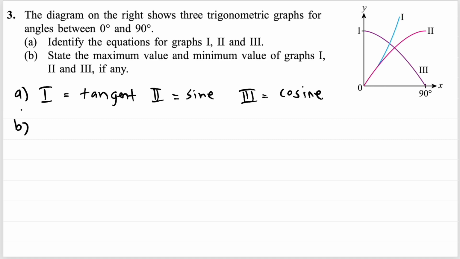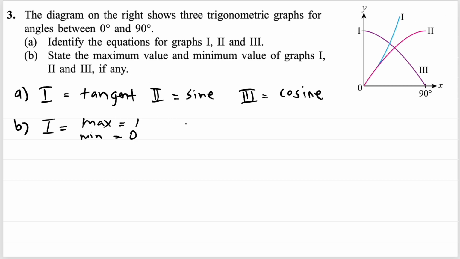State the maximum value and the minimum value for graph 1, 2 and 3. So untuk graph 1, the maximum value nampak kat situ adalah 1. Maximum value is 1 and the minimum value is di bawah kan, kat sini y dia apa? Y dia kosong. Okay, maximum value and minimum value refer to the value of y.